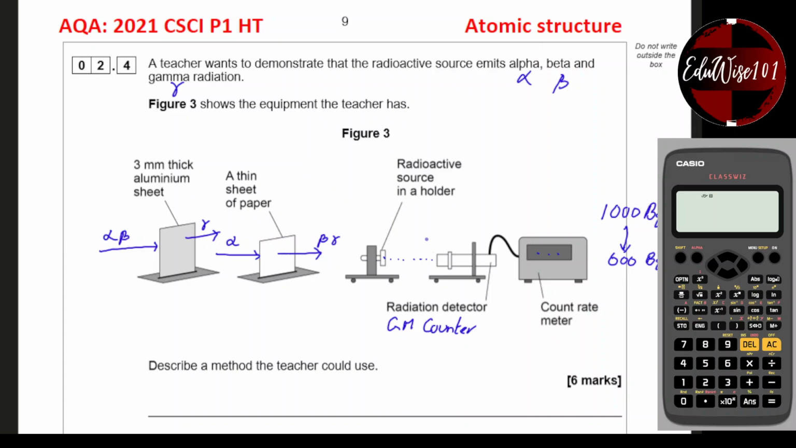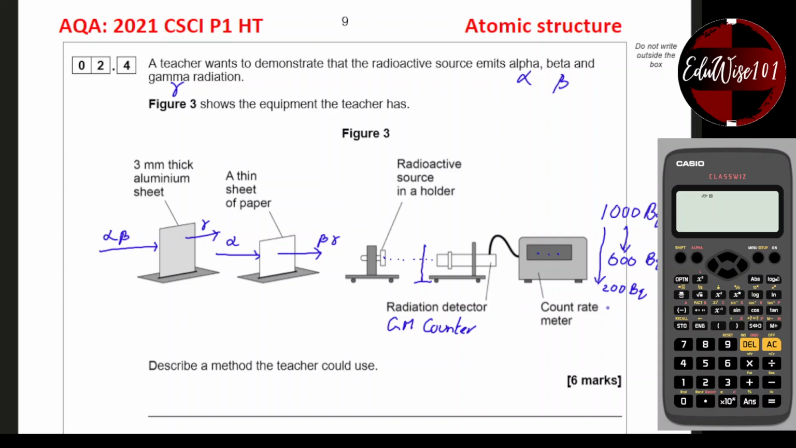If you put the thin sheet of aluminium in between, and the number goes from 1000 to, let's say, 200 becquerels, instead of 600 with the paper, now it's gone down to 200. That means it's actually stopped some more particles. And that basically tells us that the source is giving out alpha and beta radiation.